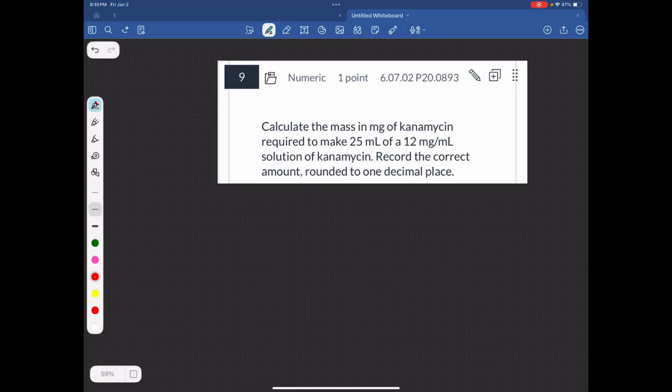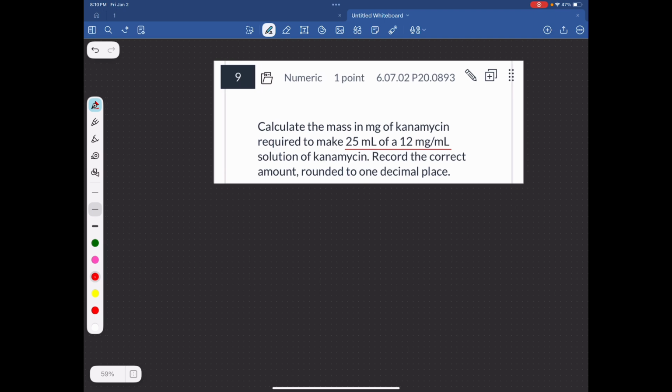Question number 9. Calculate the mass in milligrams of kanamycin required to make 25 milliliters of a 12 milligrams per milliliter solution of kanamycin. Record the correct amount rounded to 1 decimal place. All right, so let's underline the key things that we need to know: 25 milliliters, and then it wants the final answer rounded to 1 decimal place.